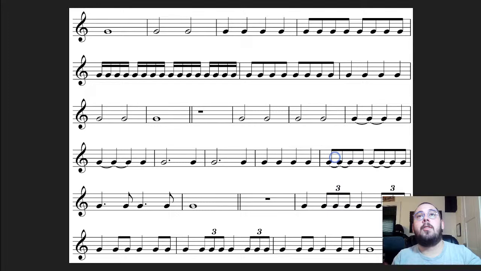So we can see that we're grouping 3 notes into the same space that only fit 2. It's a little bit faster. All right, so that's again talking about all the basic rhythm notations right there. So by combining this with the pitch notation, that's how we get music.